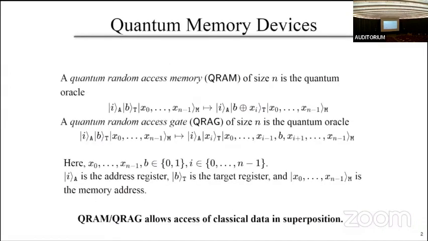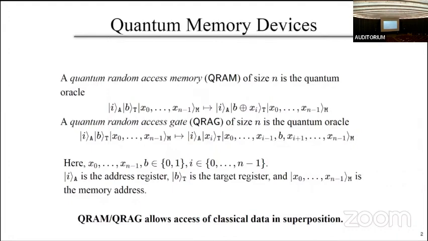So what is a QRAM? From a very theoretical perspective, a QRAM of size n is basically an oracle that does this mapping. It has an address register I, a target register B, and a quantum memory register X, which can be quantum or classical. It accesses the ith entry of the memory, X_i, and adds it to the target register. So you can see it as a quantum equivalent of a read-only memory.